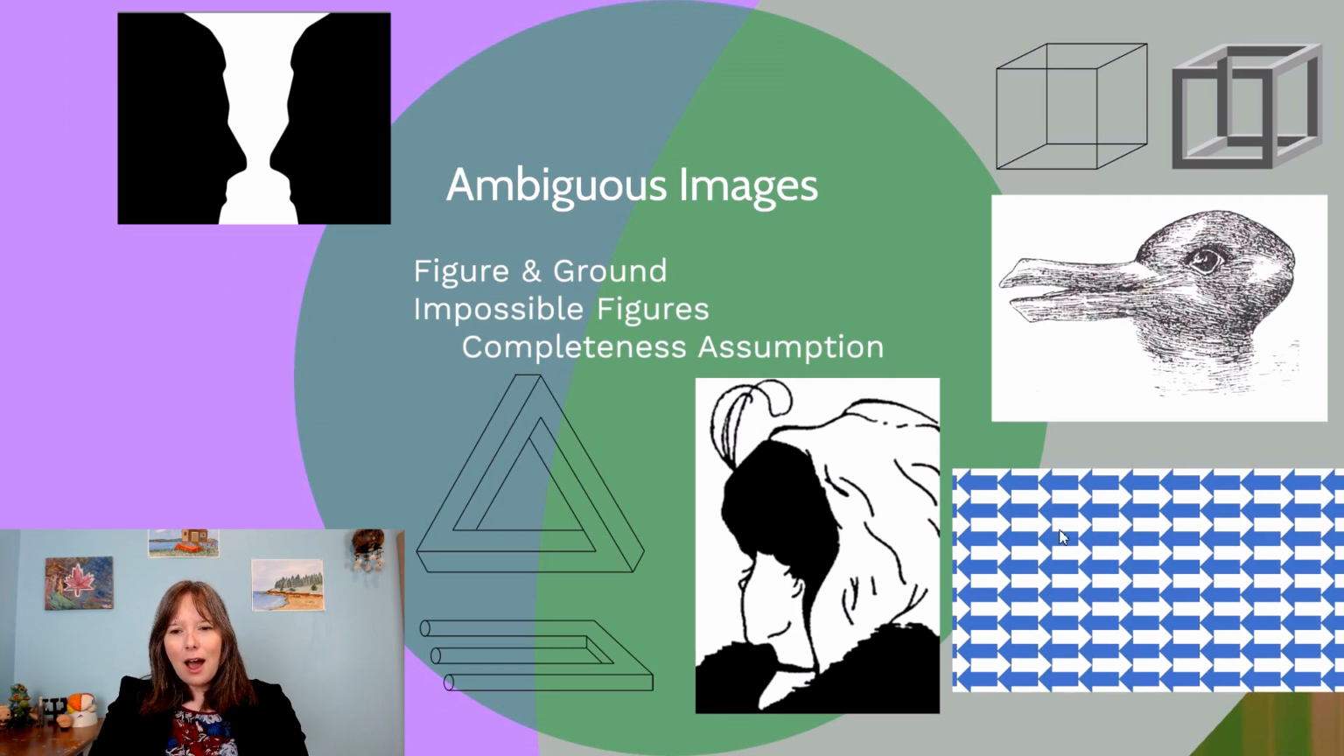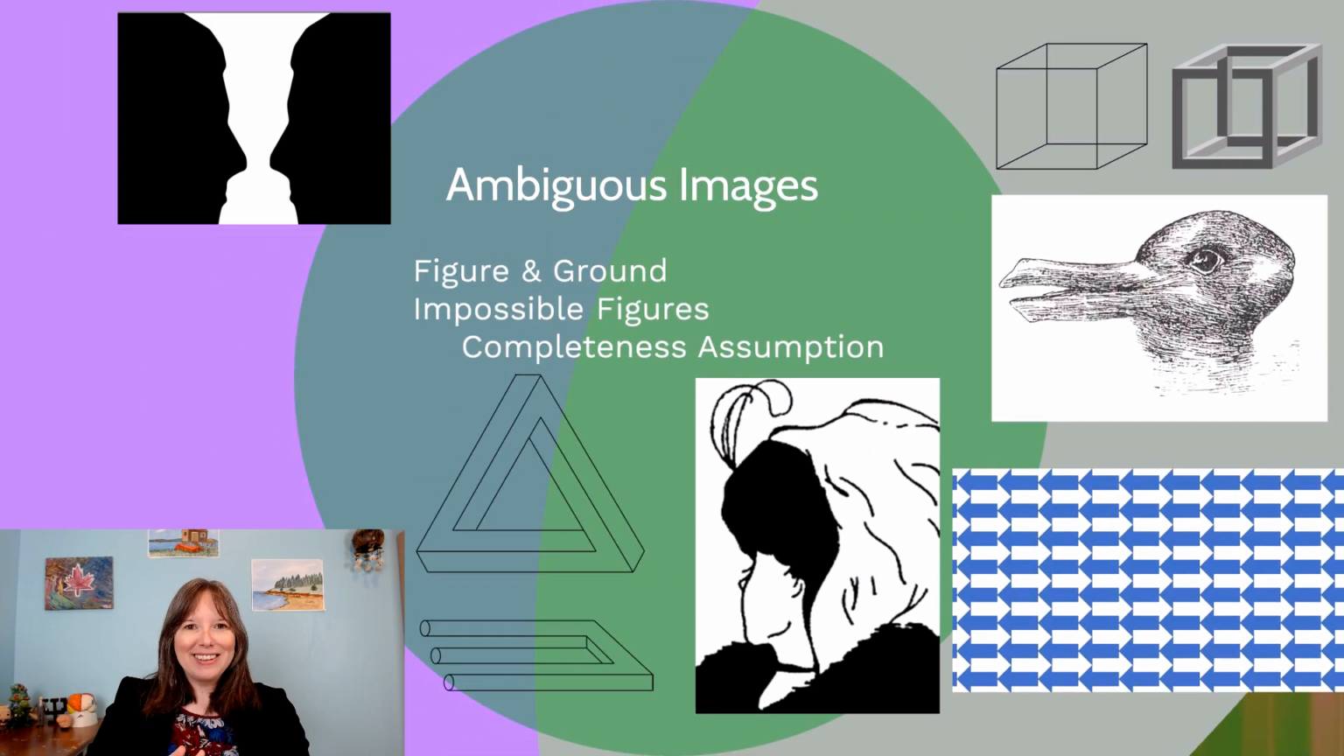Same thing as are these blue arrows on a white background or white arrows on a blue background? Of course, it is both, but when you first look at it, your brain has to choose which one to mute and which one to pay attention to. So the part that's being paid attention to is the figure, the part that's being muted is the ground.